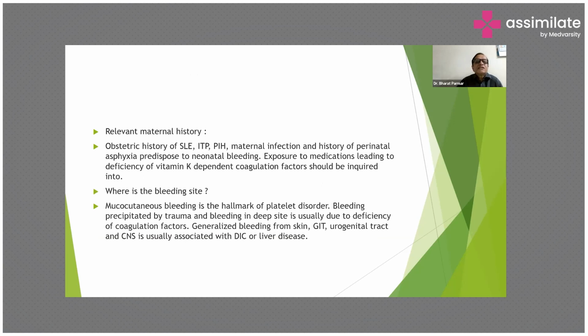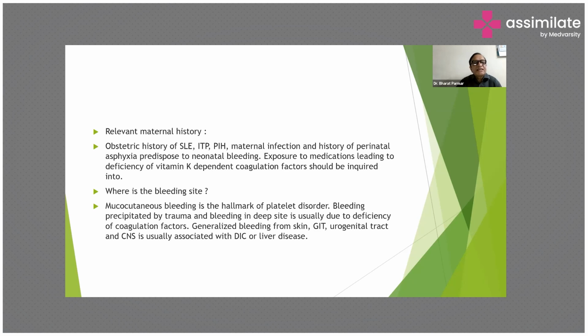Relevant maternal history in a case of hemorrhagic disease of newborn: obstetric history of SLE, ITP, PIH, maternal infection, and history of perinatal asphyxia predispose to neonatal bleeding, and exposure to medication leading to deficiency of vitamin K-dependent coagulation factors should be inquired into.